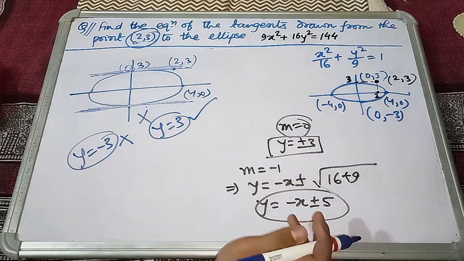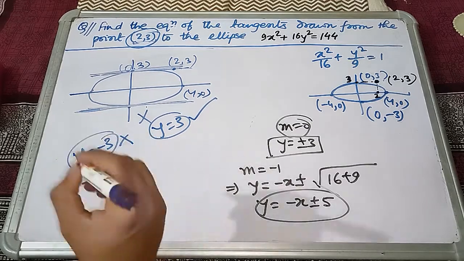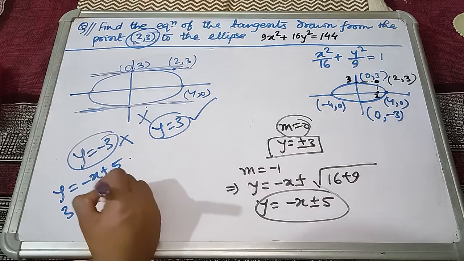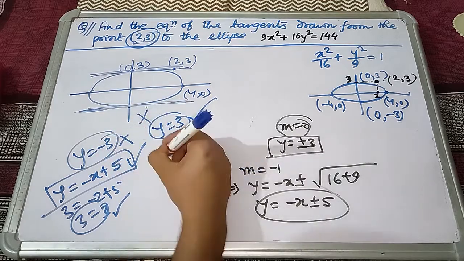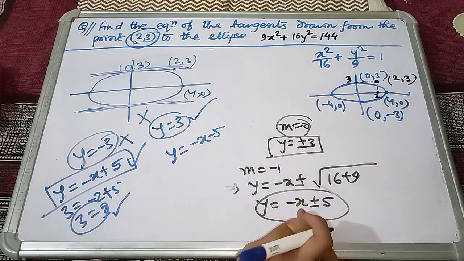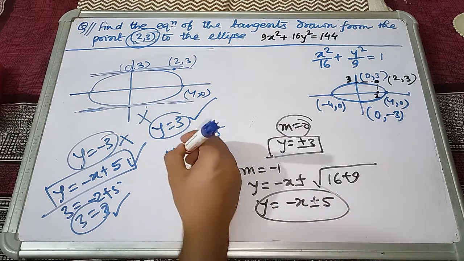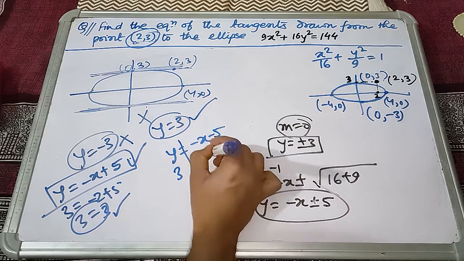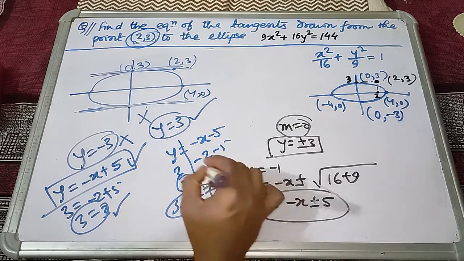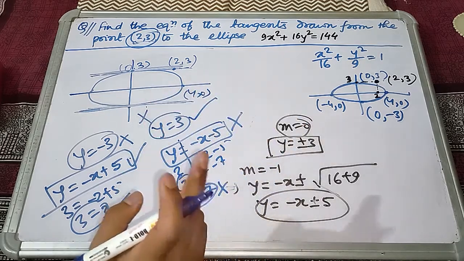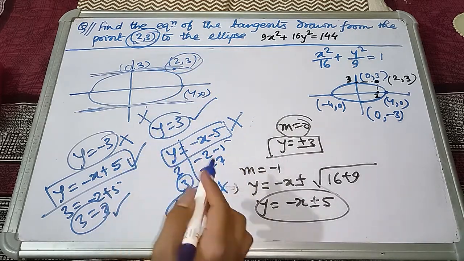Next point, let us check for y equals minus x plus 5. Insert 2 comma 3. 3 equals minus 2 plus 5. 3 equals 3. Yes, therefore this line works. Let us check for minus x minus 5 because plus minus is there. Once we took plus, once we are taking minus. Insert 2 comma 3. So this side is your 3. This side is minus 2 minus 5, minus 7, and this side 3. 3 is not equal to minus 7. Therefore this line is not a tangent which passes through 2 comma 3. This is a tangent, but it does not pass through 2 comma 3.